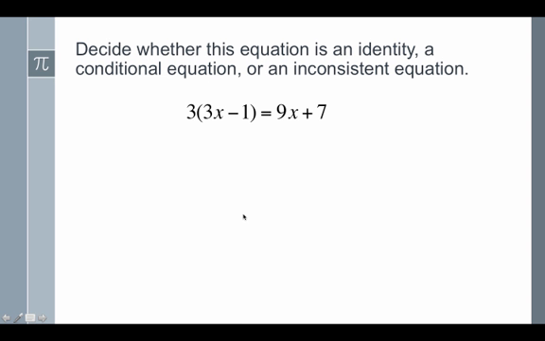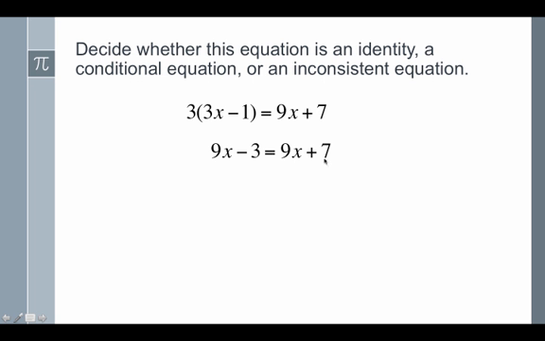All right, so let's go through a couple examples and try to figure out, hey, is this an identity, is this a conditional equation, or is it inconsistent? All right, so we need to solve this. What's going to be our first step? We're going to distribute the 3. Note when I distribute the 3, I get 9x minus 3 equals 9x plus 7.